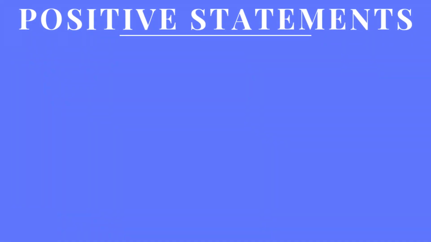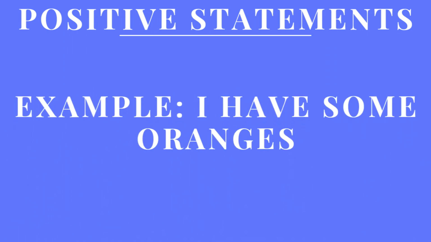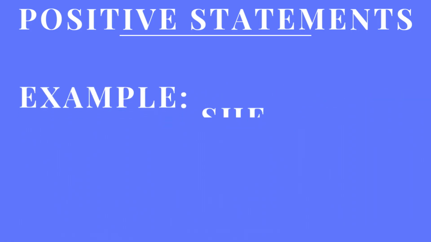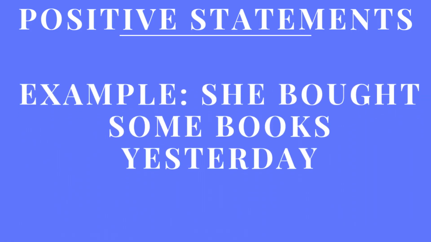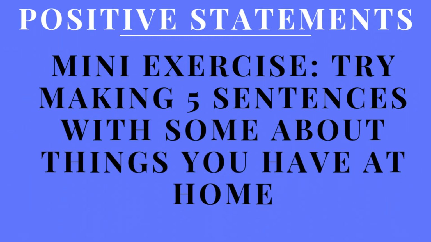Part 1. Positive statements. Some is usually used in positive sentences. Example, I have some oranges. Example, she bought some books yesterday. Mini exercise. Try making 5 sentences with some about things you have at home.